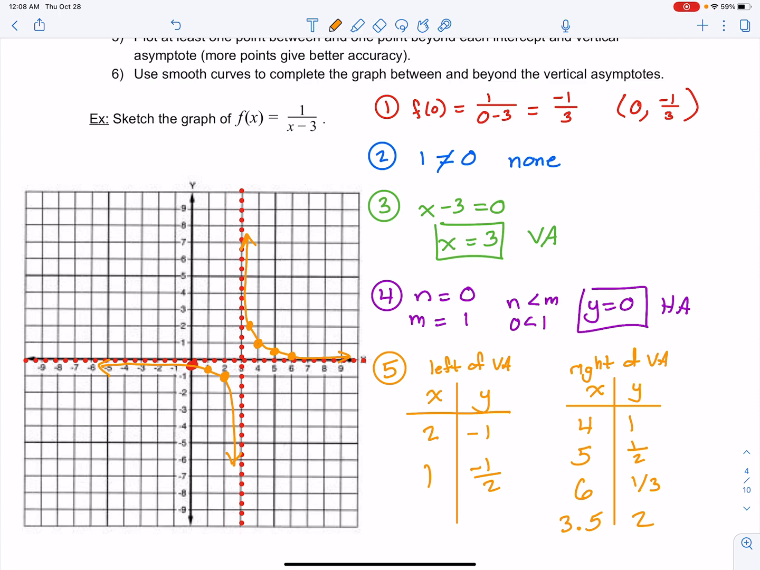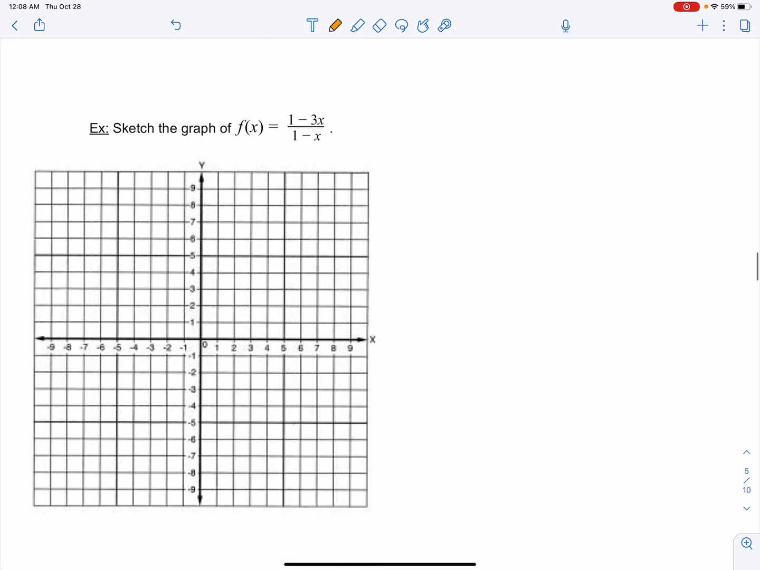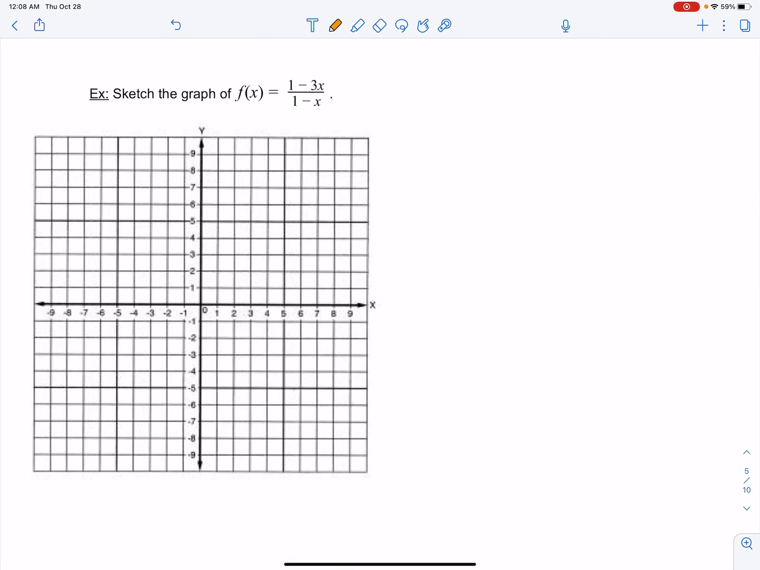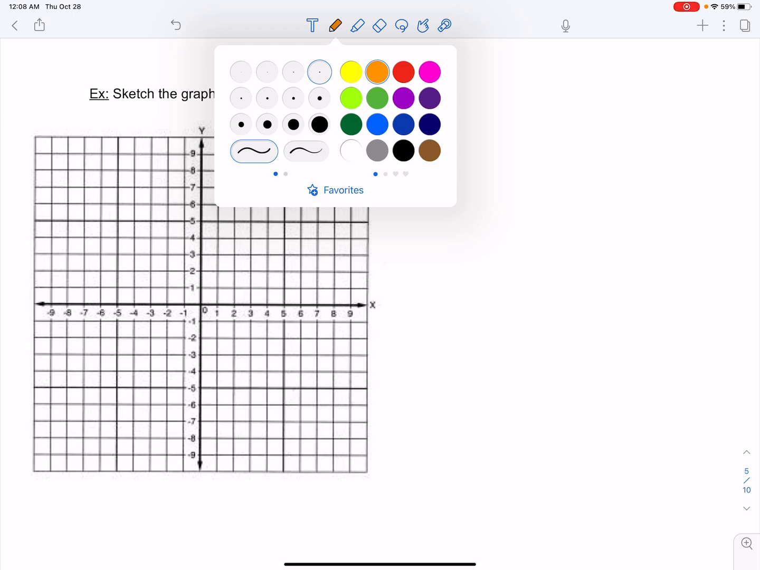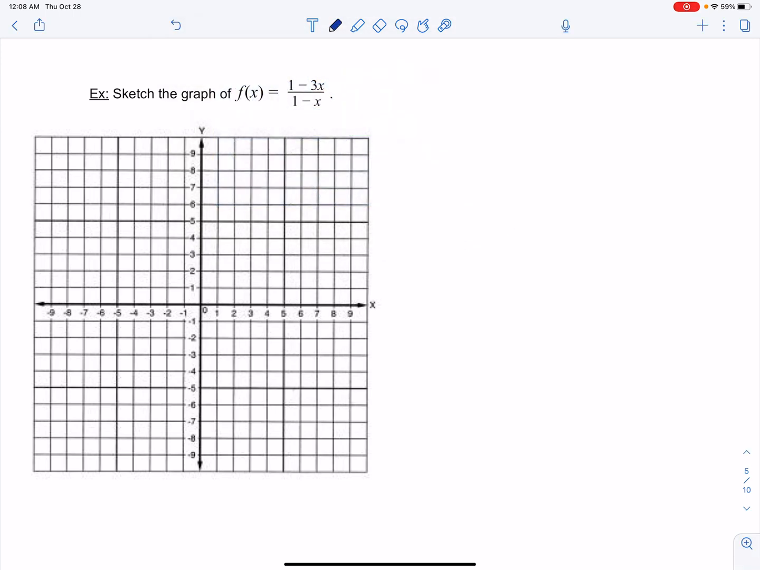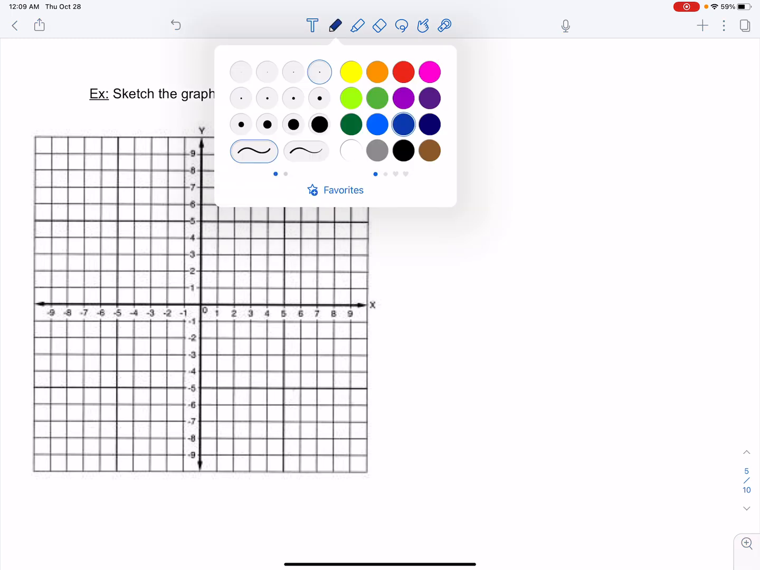So let's try another one. If we want to sketch the graph of the function f of x equals 1 minus 3x over 1 minus x, don't start doing anything until your function is in standard form in the numerator and denominator. So here we would really rewrite this as negative 3x plus 1 over negative x plus 1. And now you can start going through all those steps.